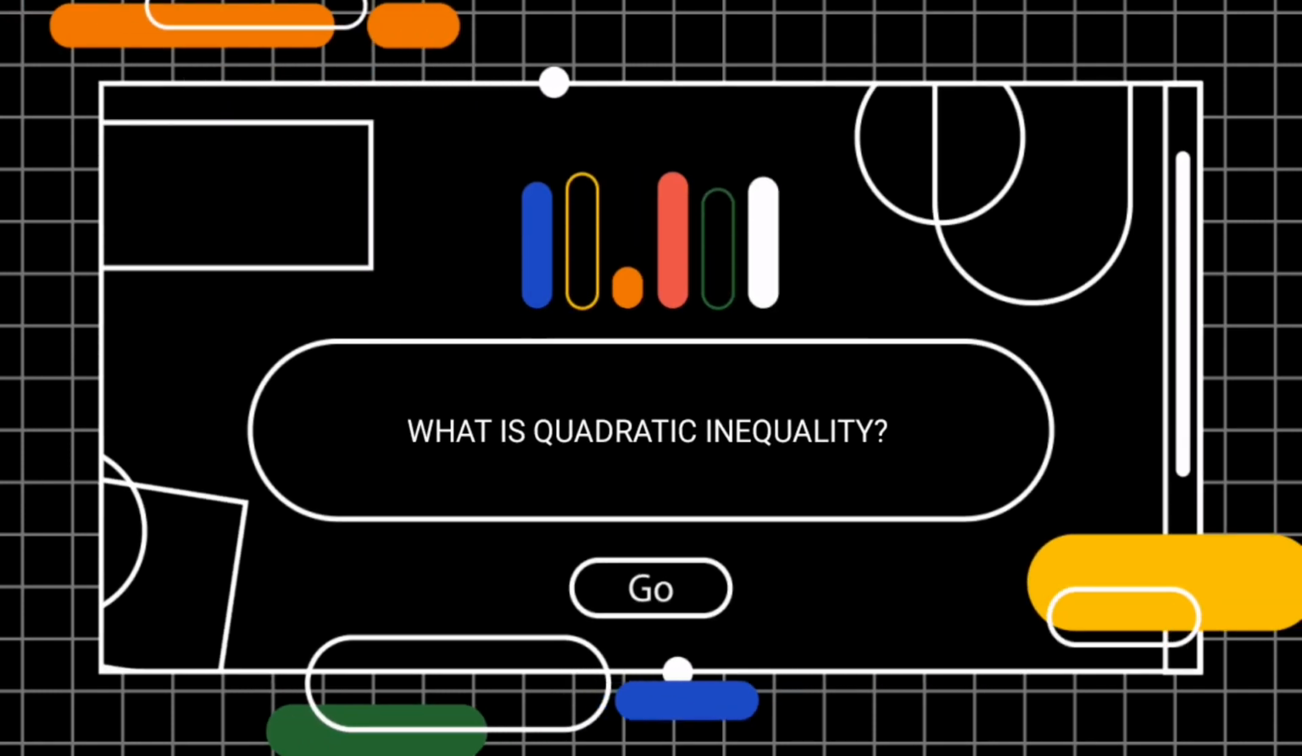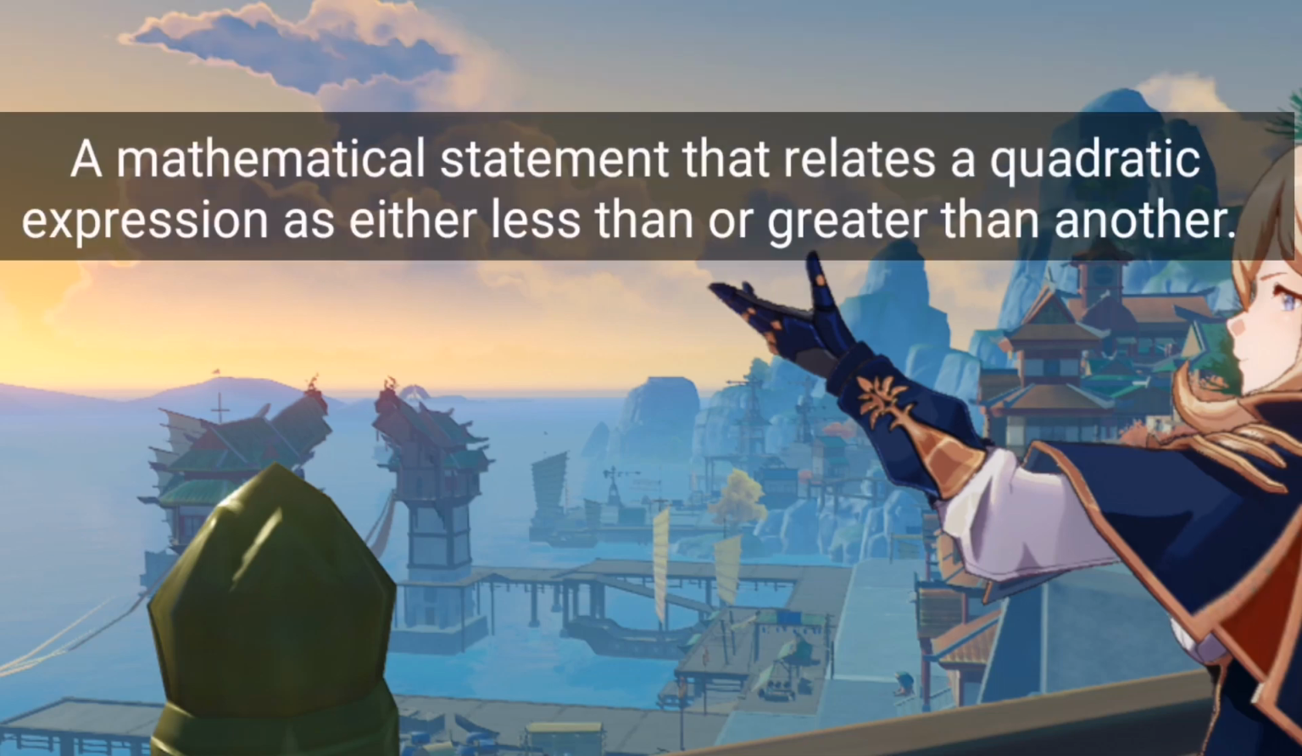First, what is quadratic inequality? Quadratic inequality is a mathematical statement that relates a quadratic expression as either less than or greater than another. Inequality means it is not equal, so instead we are using is less than or greater than. So here are the examples.